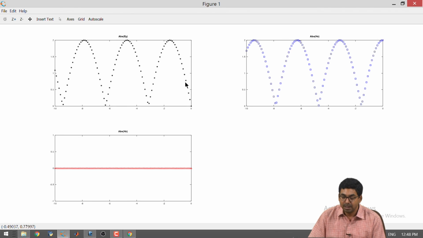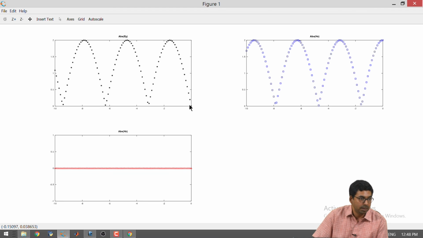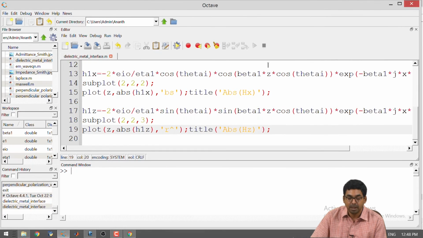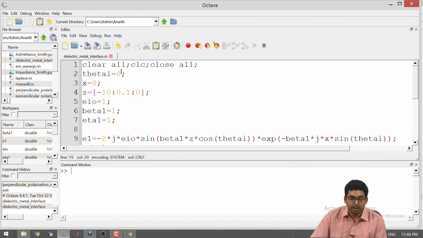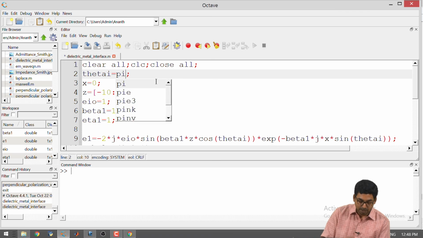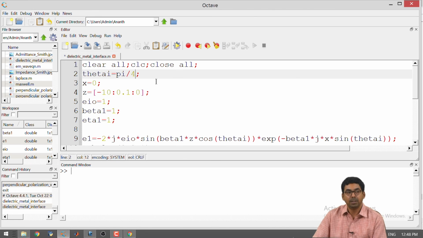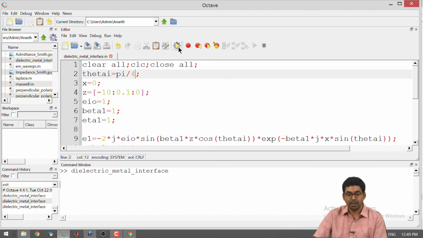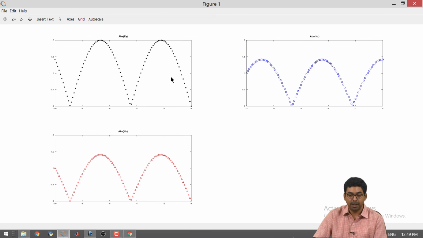So, in the z direction I do not have a power transfer, but what about in the other direction? I think we have to look at this more carefully. What does this magnetic field being equal to 0 even mean? Let us put some other angle. Let us make theta_i equal to pi by 4, so it is 45 degrees with respect to the normal at the interface, and then let us run this to get a little bit more idea.